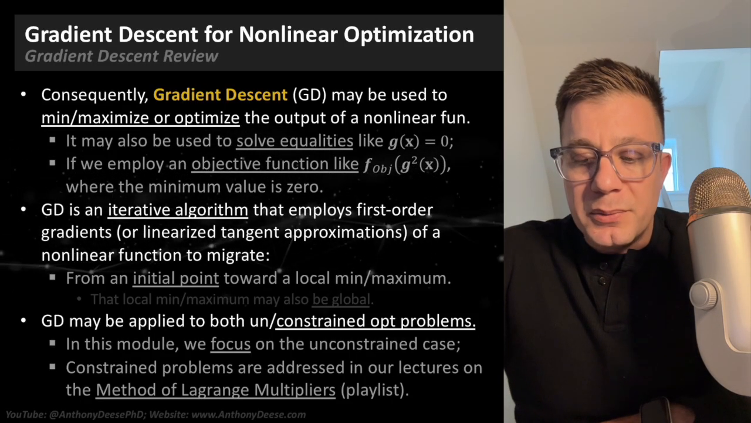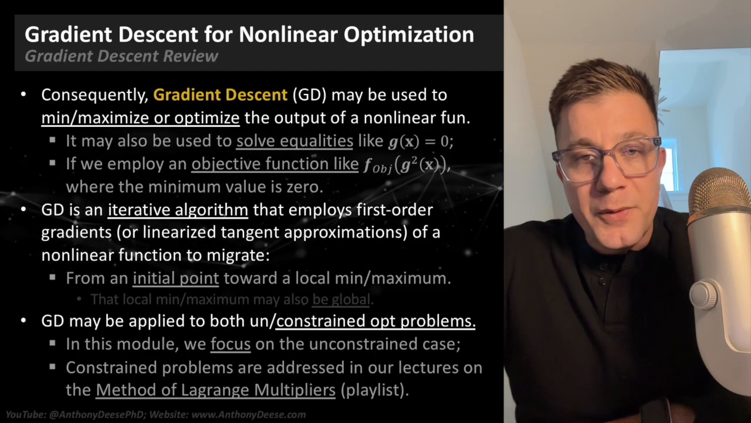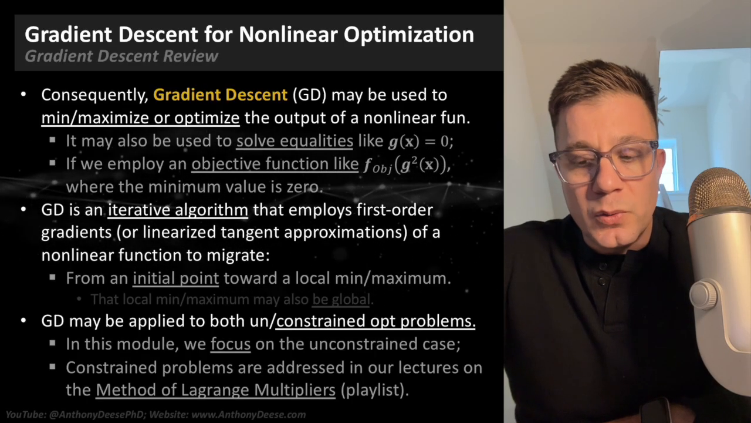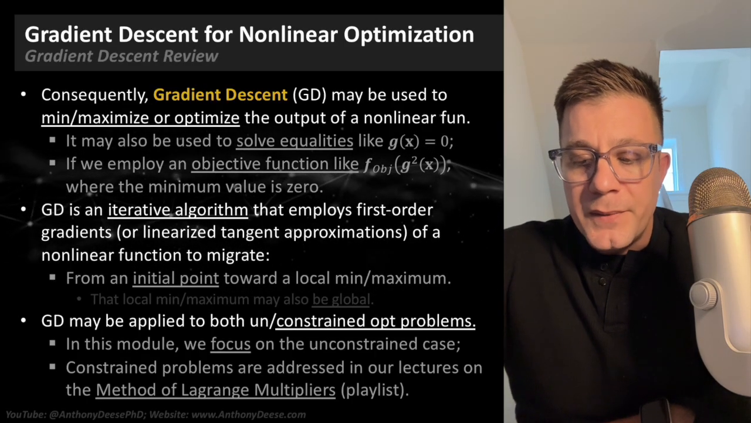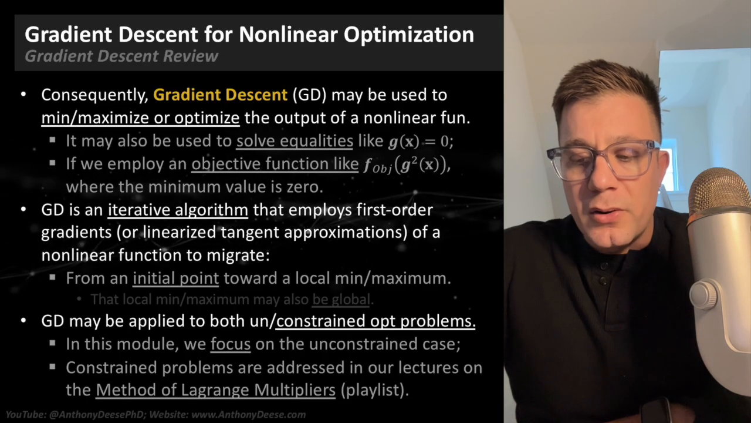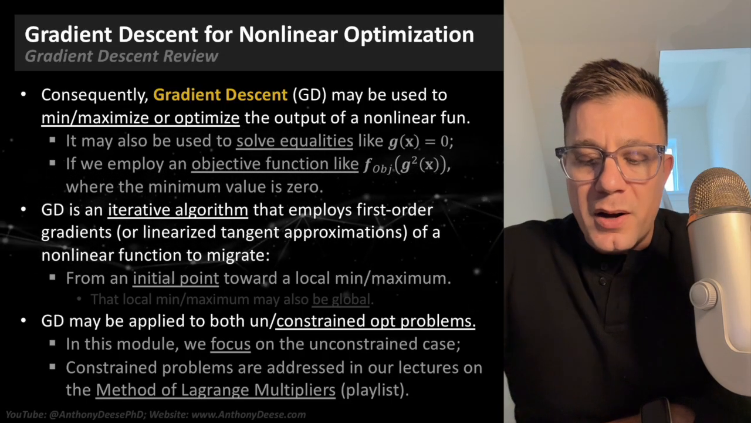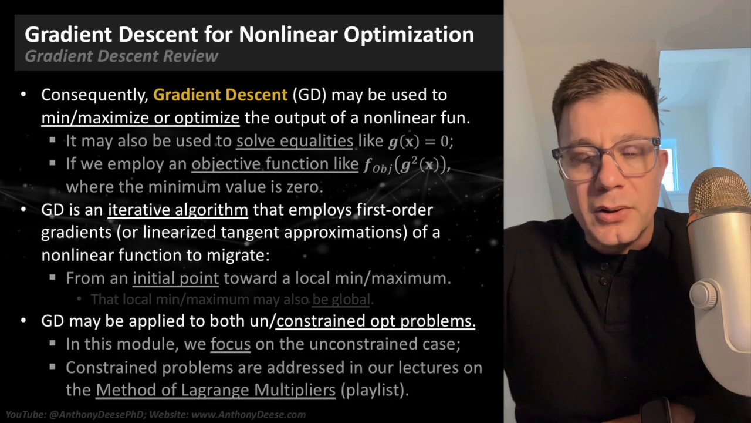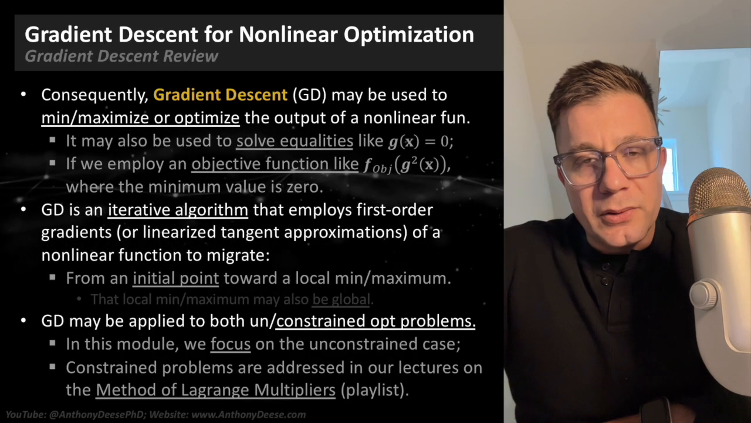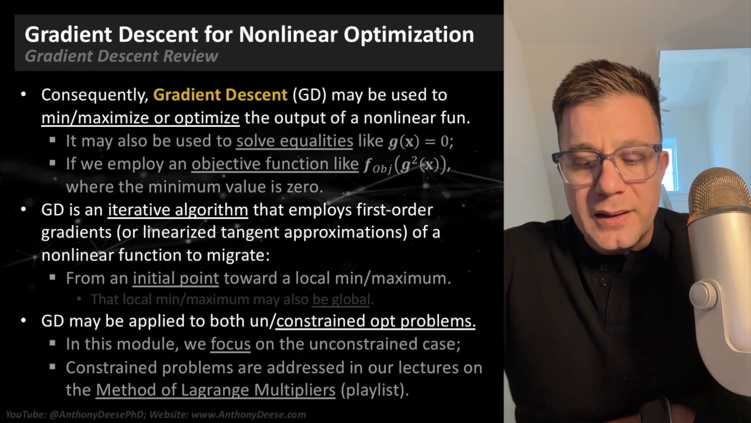Gradient descent may be applied to both constrained and unconstrained optimization problems. Now, in this module, we're going to focus on the unconstrained case. However, constrained optimization problems are addressed in several other lectures that I've published, specifically on the method of Lagrange multipliers. And on my YouTube channel, you'll see there's actually a playlist specifically for that topic.